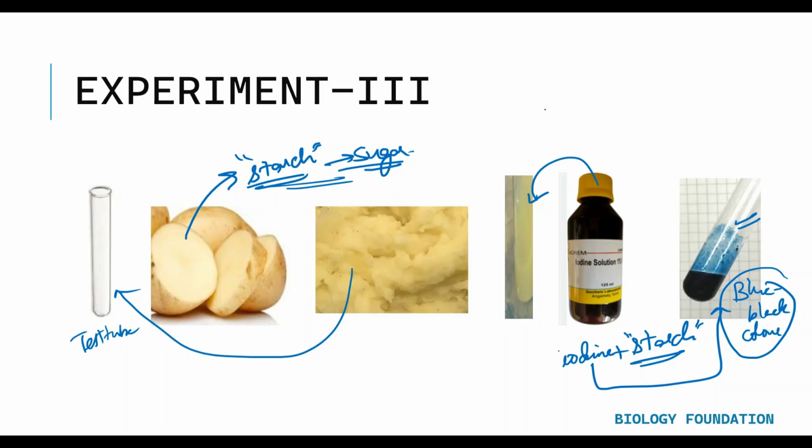Okay, so this experiment can be done in your school lab to prove that potatoes are rich in the sugar starch. To prove it, what are we doing? Take a test tube, add pulp of potato and a few drops of iodine solution, mix it properly, and you can see that the starch present in potato reacts with iodine to give blue black color.